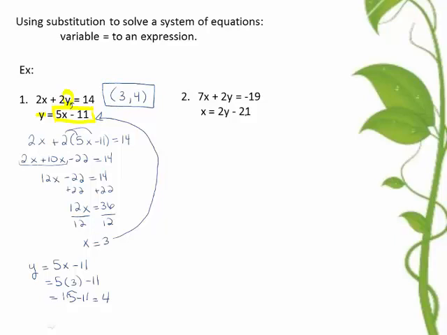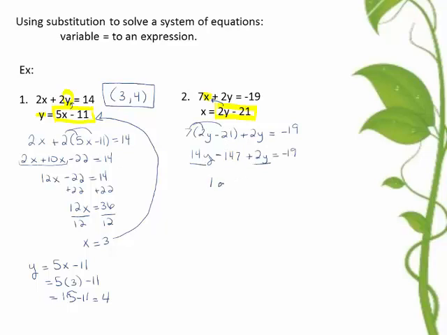Here I have x is equal to 2y minus 21. So this value and this value will be equal as well, and I can substitute this in. So instead of having 7x, I'll have 7 times (2y minus 21) plus 2y is equal to negative 19. Distribute my 7. 14y minus 147 plus 2y is equal to negative 19.